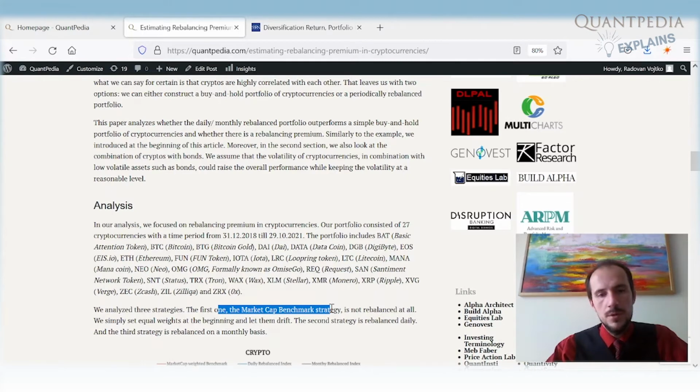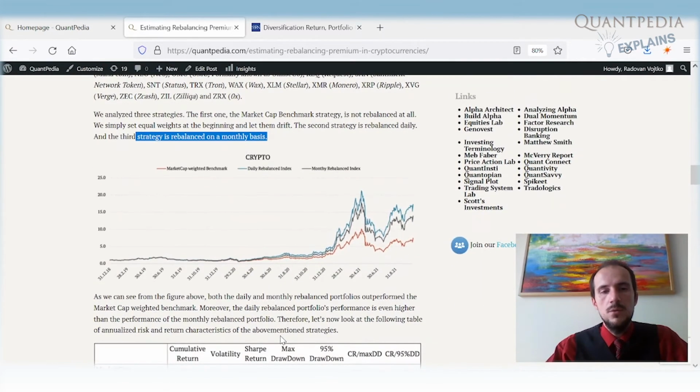So we buy cryptocurrencies at the beginning of the period and we hold them until the end of the period without any rebalancing. So we let the weights drift. The cryptocurrencies that perform well have a higher weight. The currencies that don't perform well will have a lower weight. In the other two strategies, we set simple equal weights at the beginning of the period and then we rebalance daily or monthly. And let's take a look at the resulting equity curves. So the market cap weighted benchmark has the lowest performance, the daily rebalanced portfolio has the highest performance, and the monthly rebalanced portfolio has a performance between those.